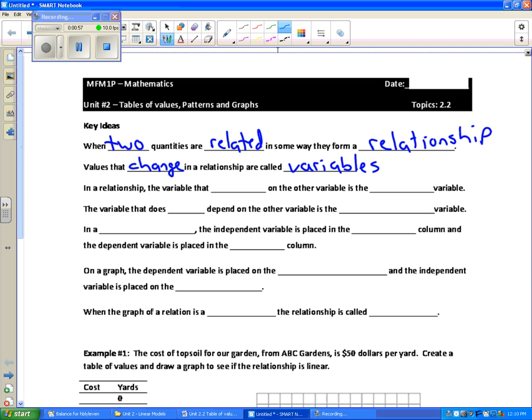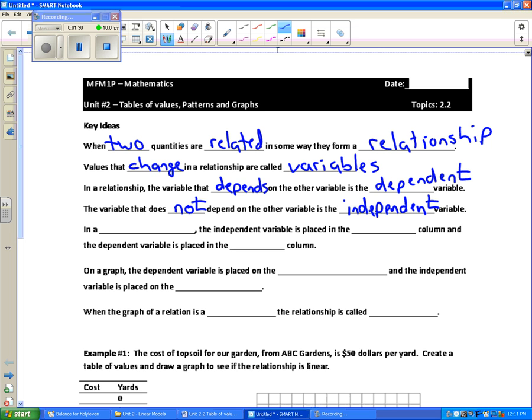In a relationship, the variable that depends on the other variable is the dependent variable. So when one needs to change because of the other one, it depends on the value of the first one. The variable that does not depend on the other variable is the independent variable.